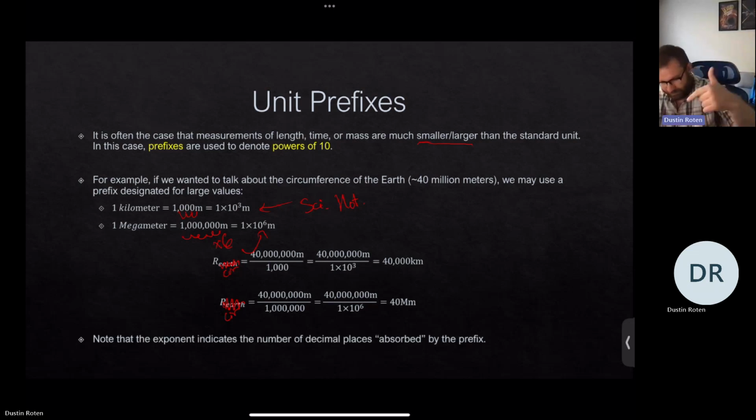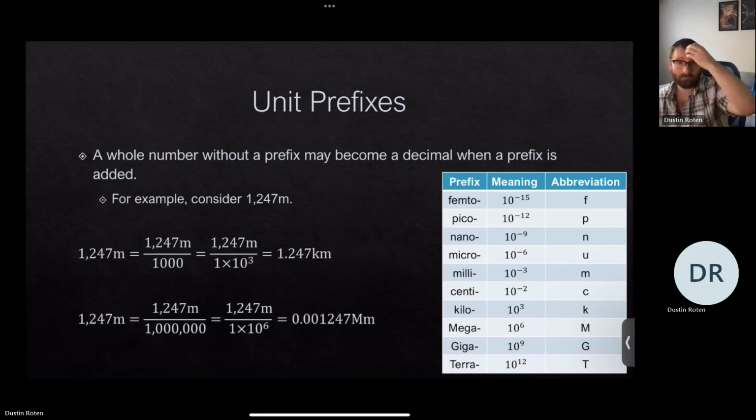So essentially the exponent indicates the number of decimal places that are absorbed by the prefix. When you move that decimal over, you're absorbing those numbers, and that's where that prefix is going to step in. So there's actually a lot of prefixes. Here's a list. I don't think you'll need to use all of these, at least not in the Physics 1 course, maybe in Physics 2.